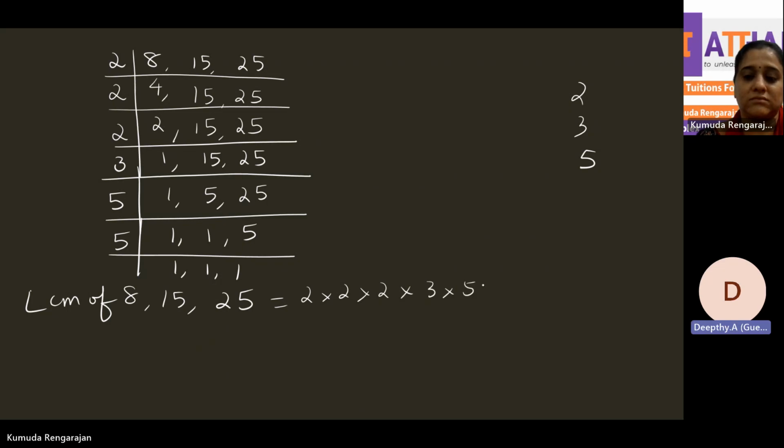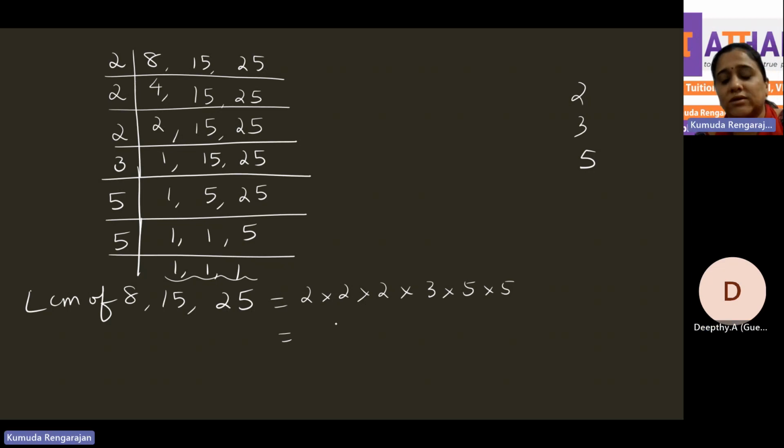Mom, actually in the step when it came to 1, 15, and 25, I have taken 5. But then at the end, it became 1, 3, and 5, and I cannot divide them both. So it was 2 into 2 into 2 into 5 into 5 into 3 into 1. Okay, 1, from where do you get 1? You don't have to write that. 1 is there, but you don't have to write it multiplied by 1. 600, correct?